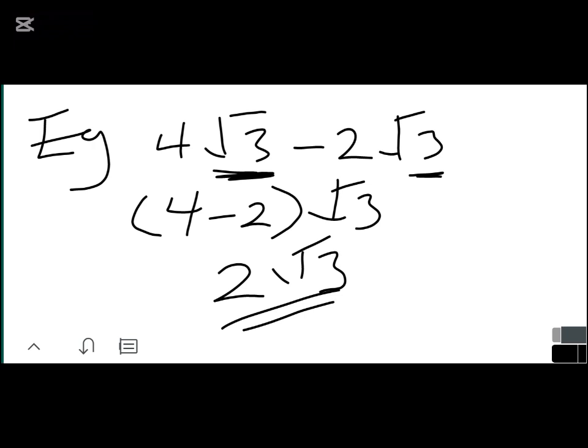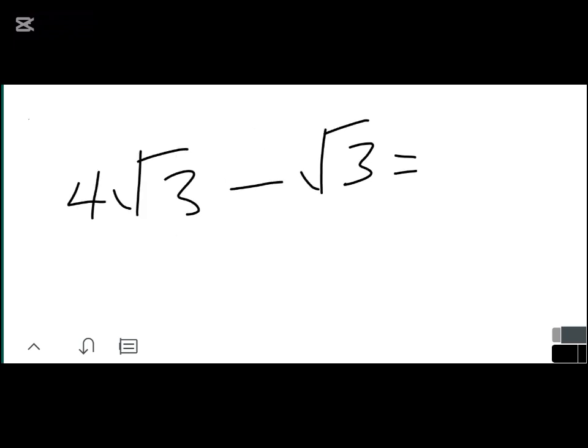Let's try another example. With this example, we have 4 square root of 3 minus square root of 3. When you have something like this, there is always a number here, which is 1, that we don't write. We don't write 1 square root of 3. So we assume that there is 1 there, but we don't write it. As usual, we take our 4 minus the 1 there that we don't write, minus 1, then square root of 3. So 4 minus 1 will give us 3, then we bring our square root of 3, then we are done.